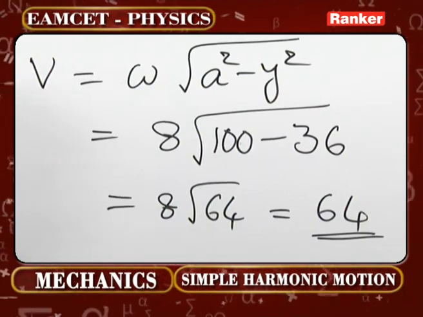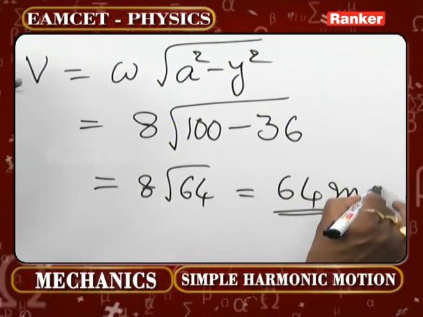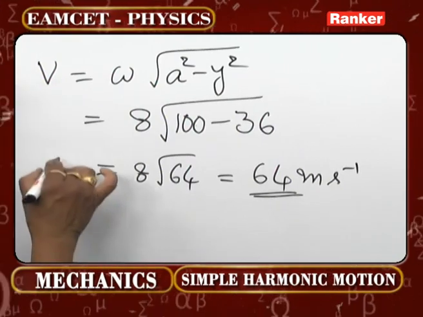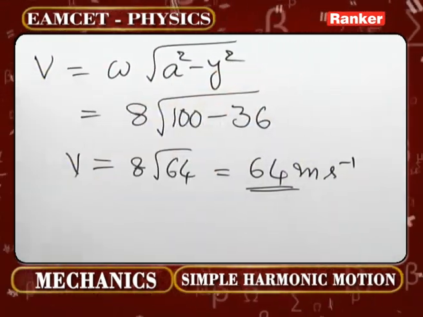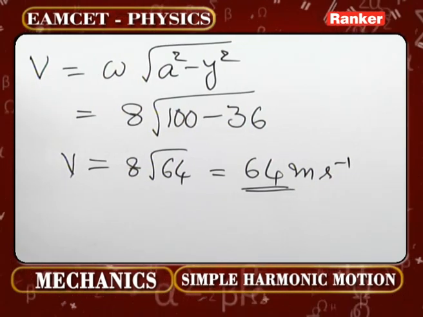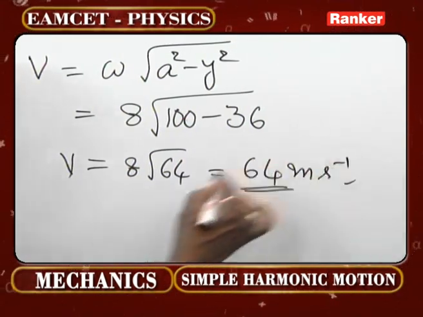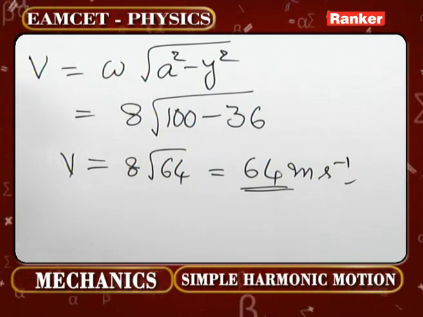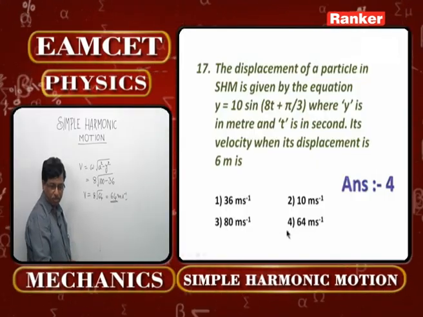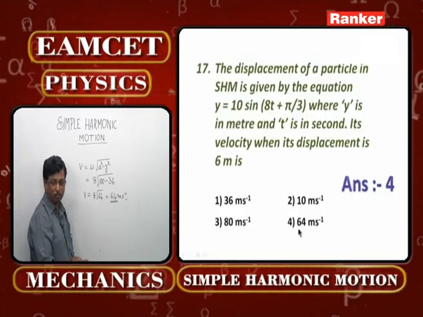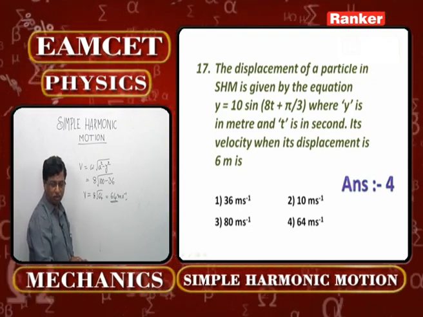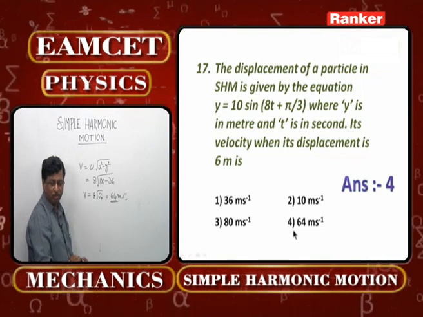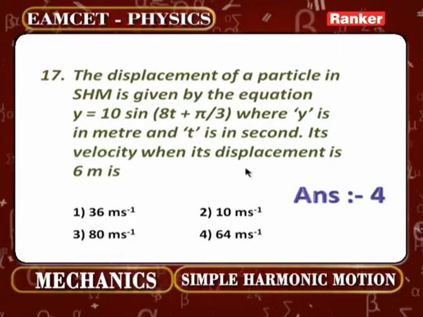8 into 8, 64. The corresponding value, if you take in meter per second in SI units, the velocity of that particular particle at a displacement of 6 meter from the mean position is going to be 64 meter per second, which is coinciding with the fourth option of this particular question number 17. So 64 meter per second, the fourth option, is going to be correct for this question 17. Let us now check the very next problem, please.